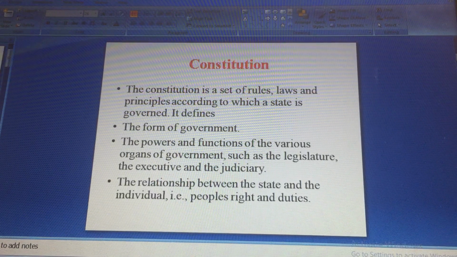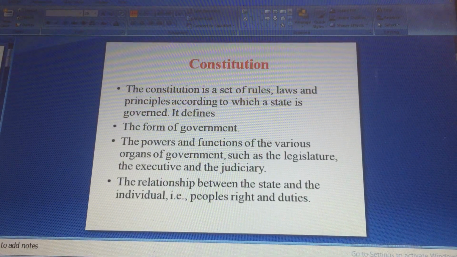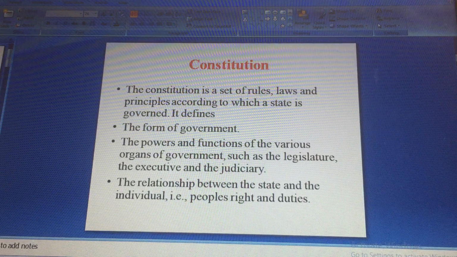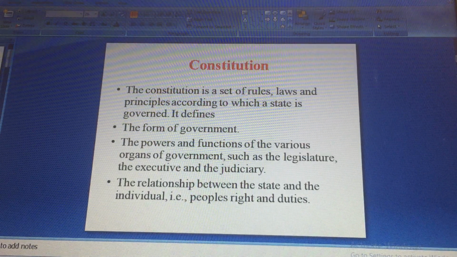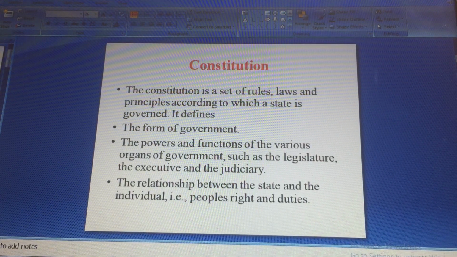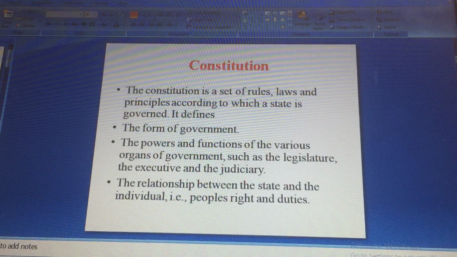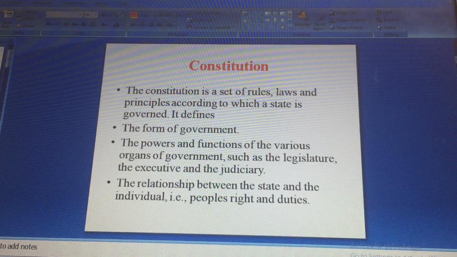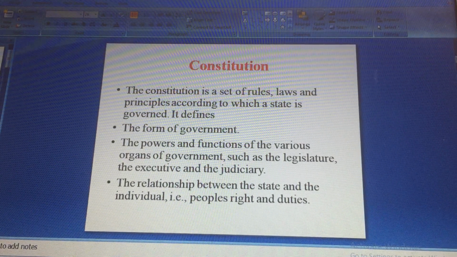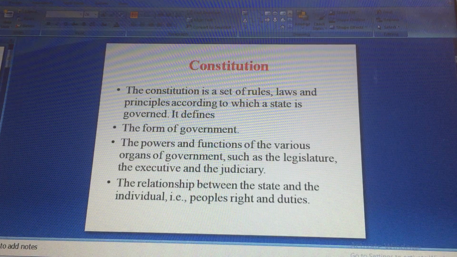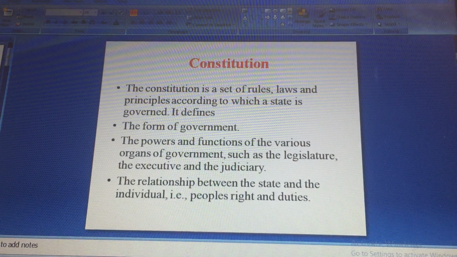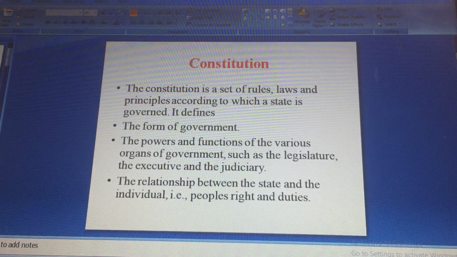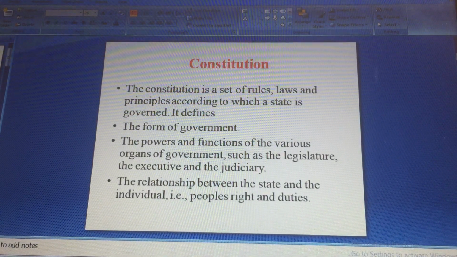Plus the relationship between state and individual. Children, the word state you will be listening to a lot or reading a lot in this book. So what exactly is state here? State here does not mean a state like Madhya Pradesh, Rajasthan or any state or capital. Here in your book, state would refer to a country, a nation. So relationship between state and individual means a relationship of a country, as a government, with its individuals. State means government, and individuals with their rights and duties.